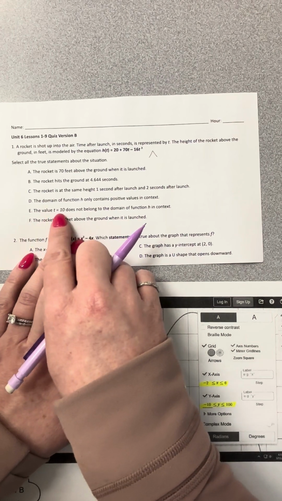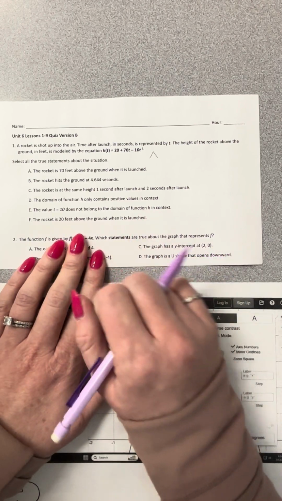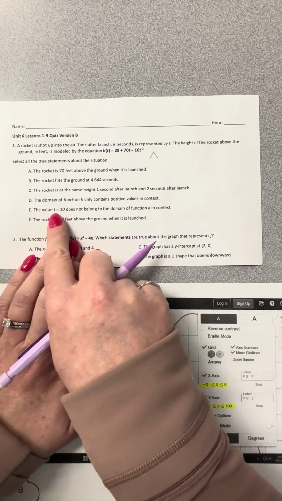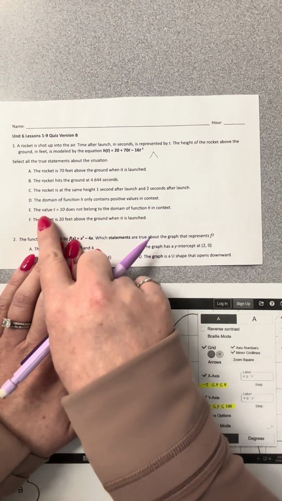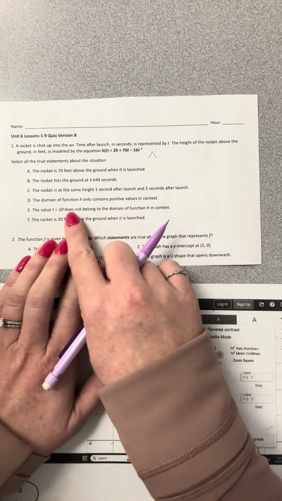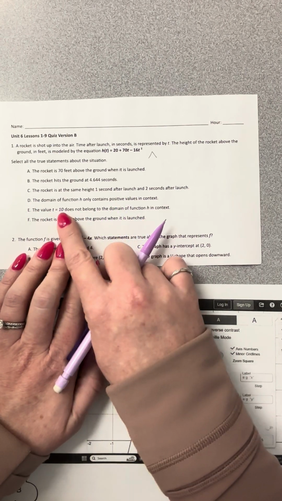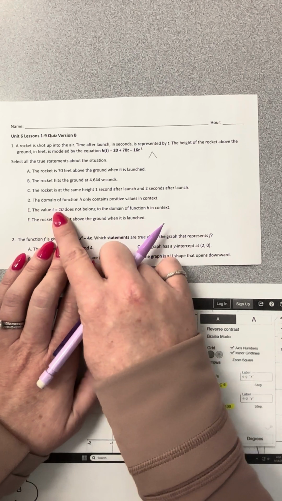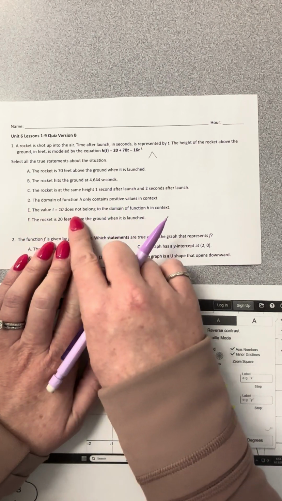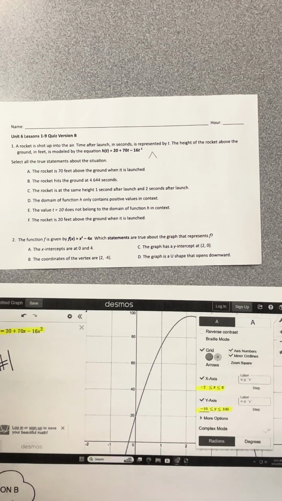E says the value t equals 10 does not belong to the domain of function h in this context. This is kind of tricky because we have one of those "does not" statements, but we're talking about true or false. So they're asking, when we're talking about our domain, does t equals 10 seconds belong in the domain? So if you think it does not belong in the domain, you will circle this because that means it's true. It does not belong. If you think one of the times that the rocket was in the air was 10 seconds, then you won't circle it. So you're only circling it if you do not think that 10 seconds was the time that the rocket was in the air.